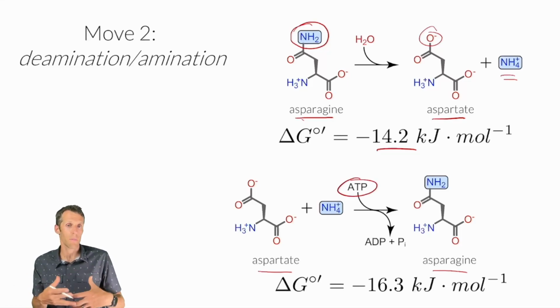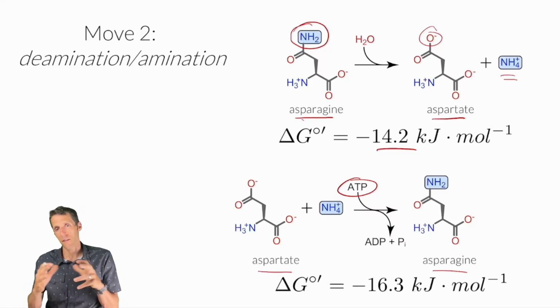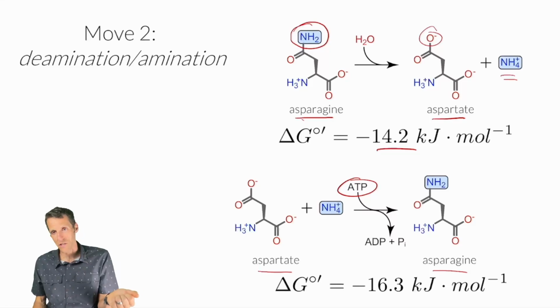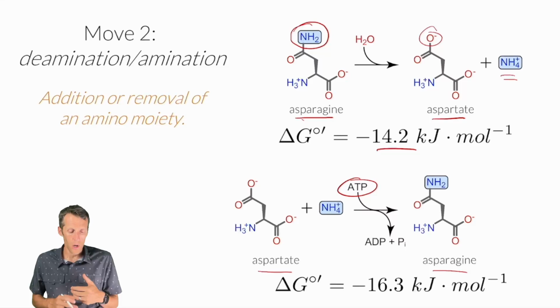For example, there's an enzyme that takes the dephosphorylation of ATP into ADP and inorganic phosphate, couples that to this process, temporarily attaches the phosphate to the aspartate, and then lets the ammonia come in and do an attack. So that's the two moves. You take the nitrogen on and off.